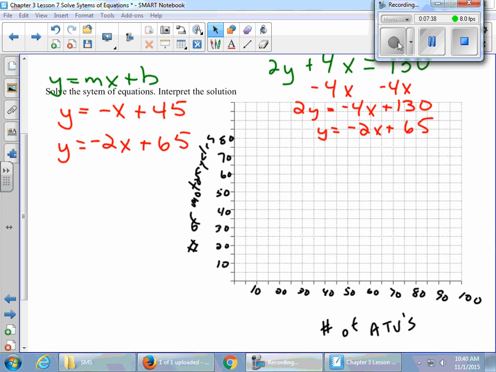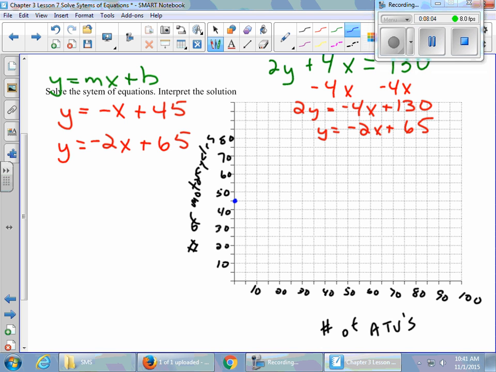Okay, moving along now. Now we have our systems of equations. Now we're going to solve them. So once again, we're going to graph each one. So we have y equals negative x plus 45. So we know our y-intercept is 45. We'll put a mark over here, 45.